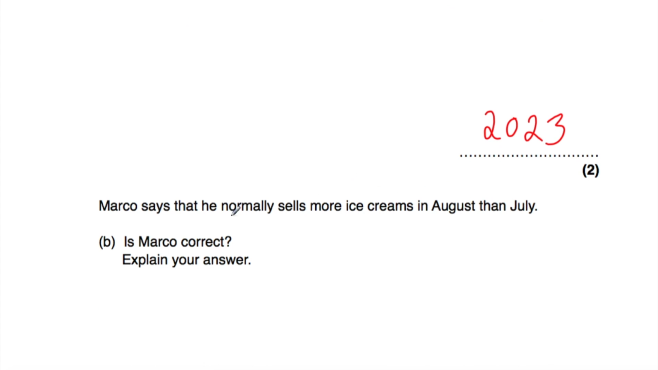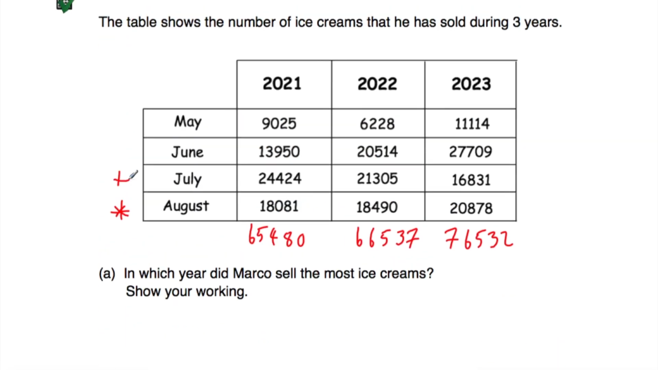Okay, and then we're told that Marco says he normally sells more ice creams in August than July. Is Marco correct? Explain your answer. So let's go up to our table because he says he normally sells more in August than he does in July. If we compare those months over the 3 years and see, does he normally sell more in August than he does in July? So let's have a look and see. So we've got August and we've got July and we've got our 3 years, 2021, 2022 and 2023. So let's compare the July and August for each of those years.